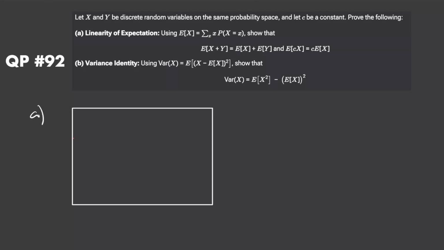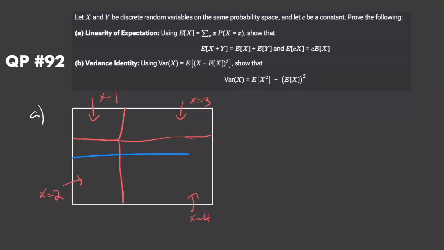For instance, maybe X partitions our sample space like this, and assigns this probability mass up here the value 1, this one over here the value 2, this one the value 3, and this the value 4. These are just arbitrary, for the sake of drawing it out. Y is another discrete random variable in our probability space, so it must partition it too. Maybe up top here we have Y equal to 1 in this blue region, and on the bottom we have Y equal to 0.